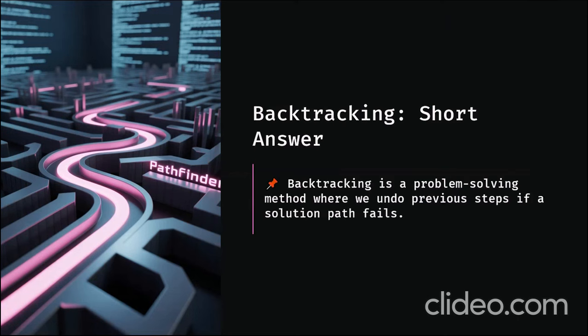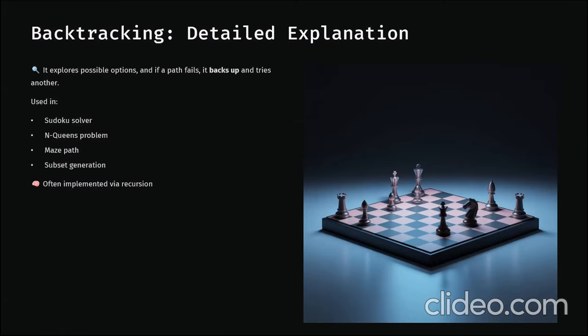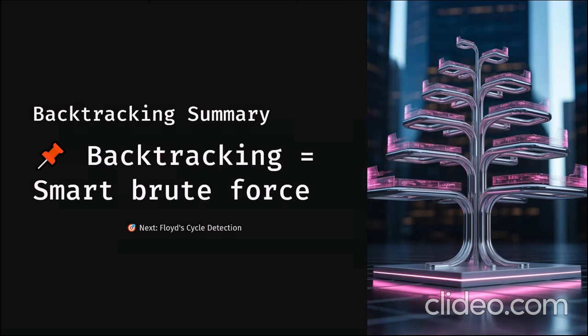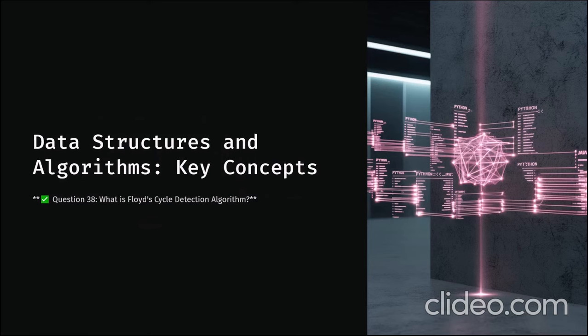So next question is, what is backtracking in DSA? Backtracking is a problem solving method where we undo previous steps if a solution path fails. It explores possible options, and if a path fails, it backs up and tries another. Used in Sudoku solver, n-queens problem, maze path, subset generation, often implemented via recursion. So backtracking is equal to smart brute force.